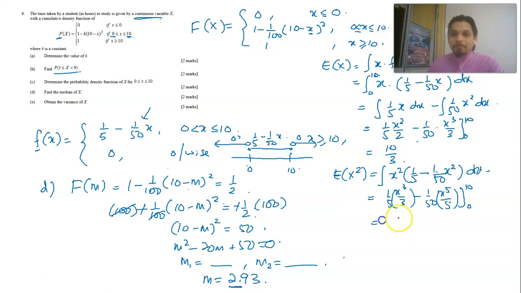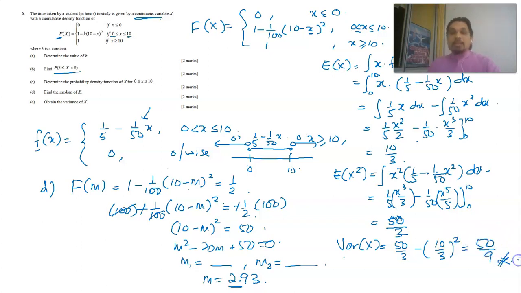From 0 until 10, substitute 10 first. 10 cubed equal to 1000 divided by 15, minus 10 to the power 5, divided by all this, and this one you should get 50 divided by 3. Then the variance of x equal to 50 over 3 minus 10 over 3 squared, and this should get 50 divided by 9.